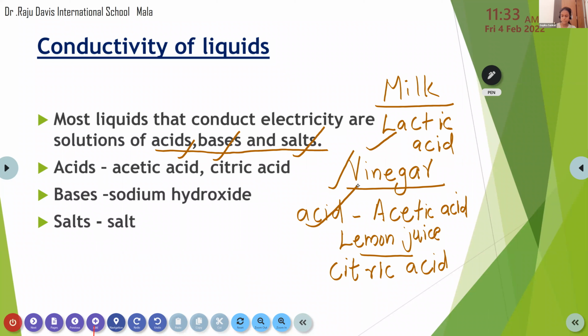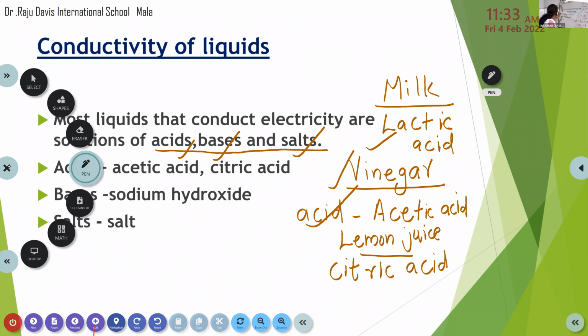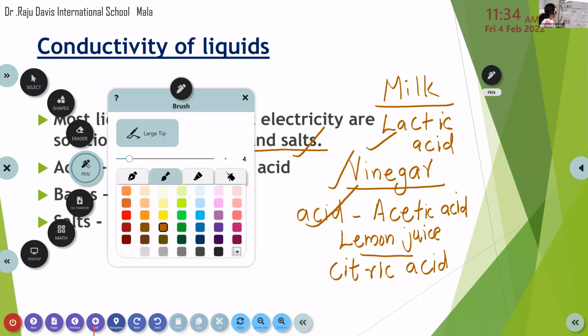So we can say that these liquids conduct electricity. Some contain acids, some contain bases, and some contain salt. Clear? Yes, ma'am. Then why does an acid conduct electricity? If there is any acid, it conducts electricity. Why can we say that? That's not in your textbook, but I will explain why this conducts electricity.